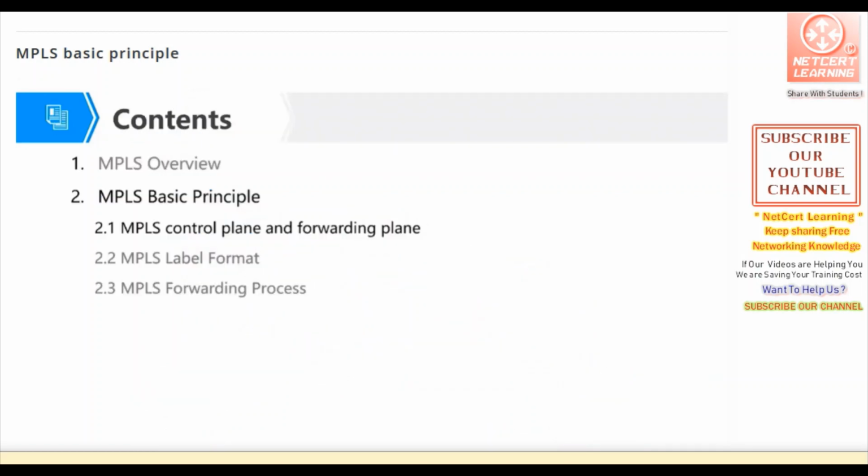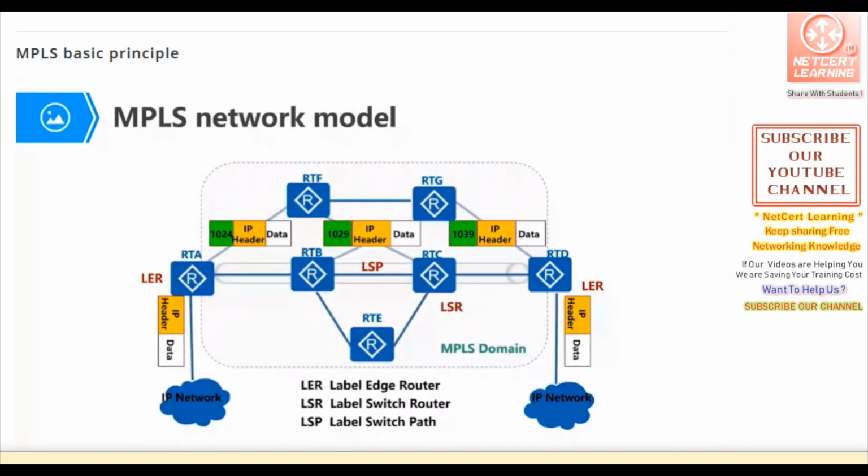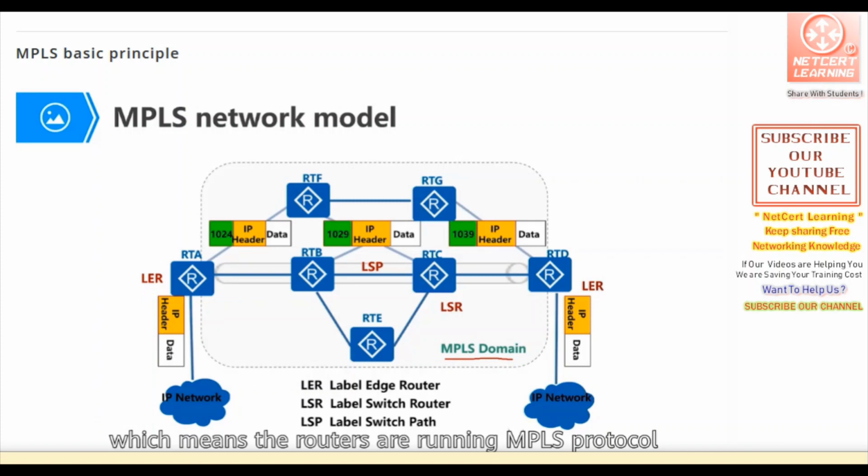Okay, now let's go to the next chapter, MPLS basic principle: MPLS control plane and forwarding plane. So this is the MPLS network model. In this model, we can see here, this is the MPLS domain. MPLS domain means the routers that are running the MPLS protocol.